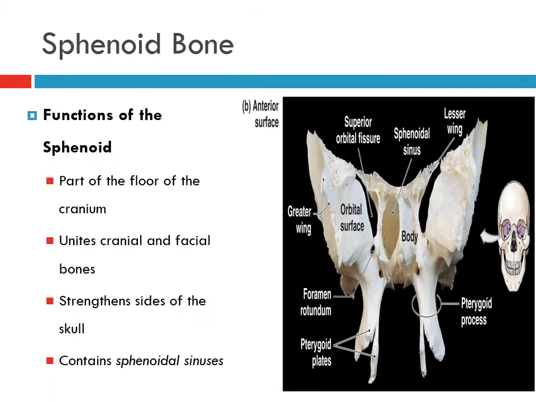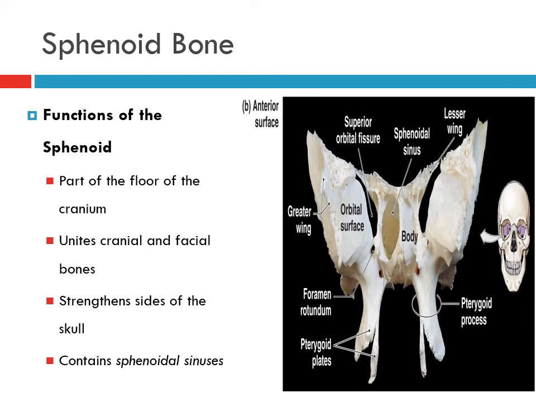Next we have the sphenoid bone. The sphenoid bone looks kind of like a bat with its wings out. It forms part of the floor of the cranium, and it unites the cranial bones with the facial bones and gives strength to the skull from pressure from the sides. So if somebody were to sort of put their hands on either side of your head and squeeze, the sphenoid bone is the bone that keeps your skull from crushing inward. So that's very important.